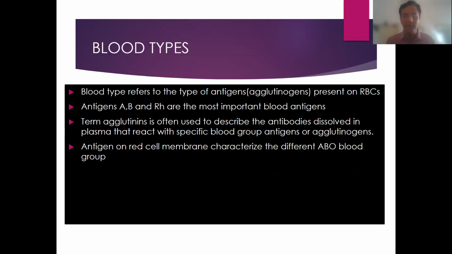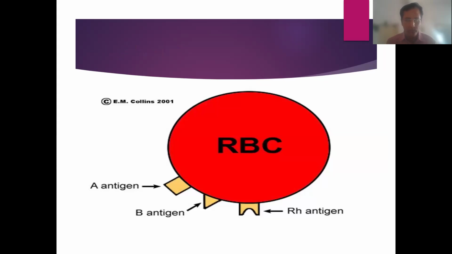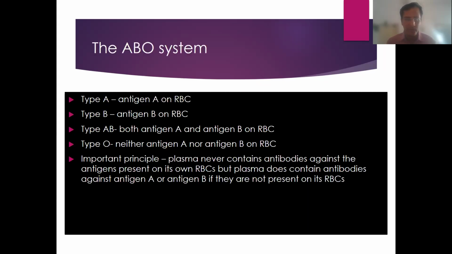Now, there are different blood types. I will not go into the deeper types. Blood types refer to the antigens A, B, and Rh. The term agglutinin describes the antibody directed against the specific blood group antigen. These antigens on the red blood cell membrane are characterized into the ABO blood groups: the A antigen, the B antigen, and the Rh antigen.